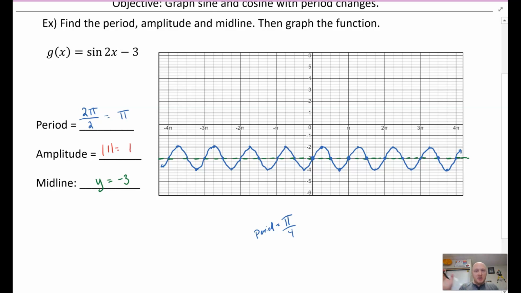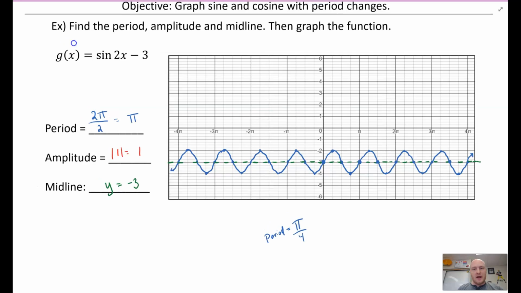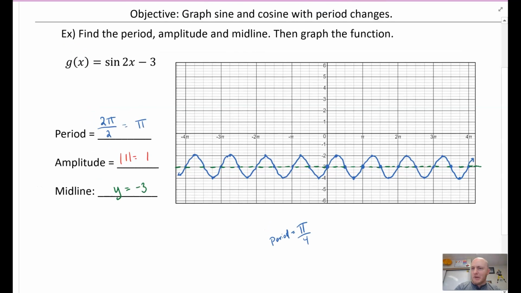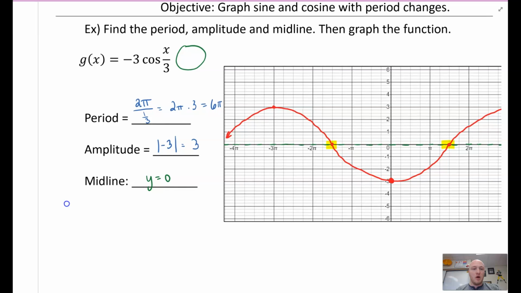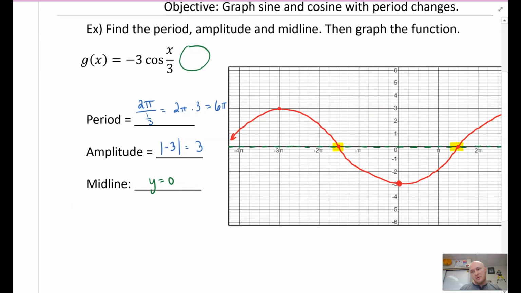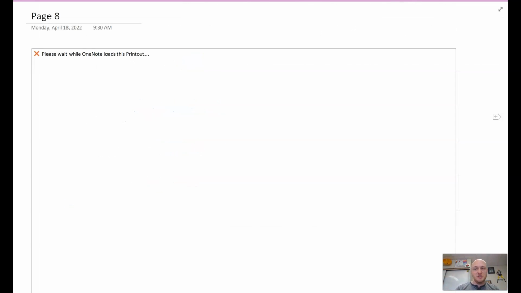So that is adjusting the period, which isn't too complicated, right? You just change how far out you stretch or compress your graph. Remember, sine and cosine have a period of 2 pi. Just take that 2 pi and divide by the coefficient, whatever it is. Here it was 2. In the last example, we divided by 1/3, so we multiplied by 3. That just adjusts your period.